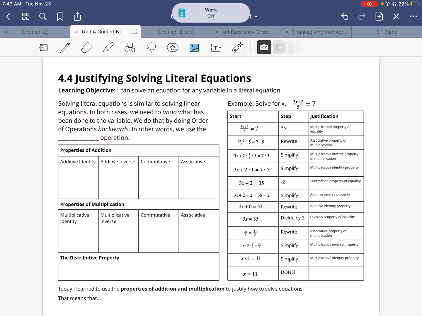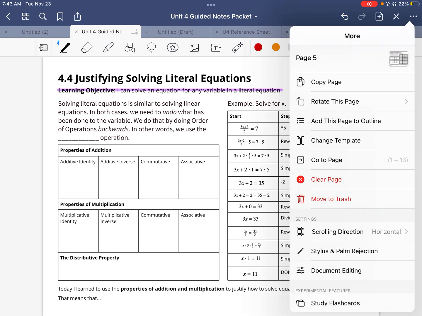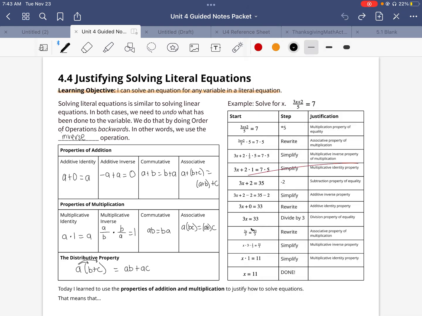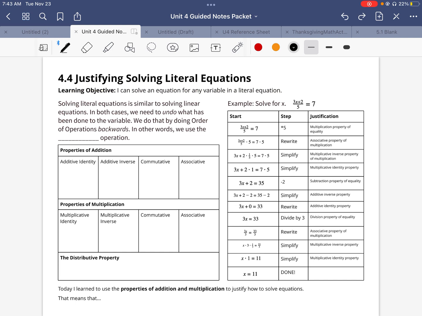Okay, this is the 4.4 notes video, and I apologize this is a little late. But the learning objective is I can solve an equation for any variable in a literal equation. So 4.4 is all about being able to justify what we are doing. So I put out over here all of these steps and I specified what's going on.